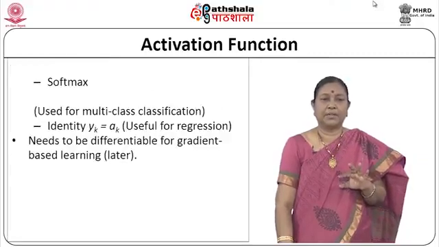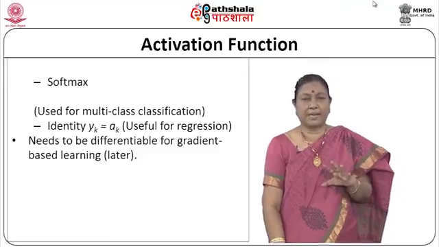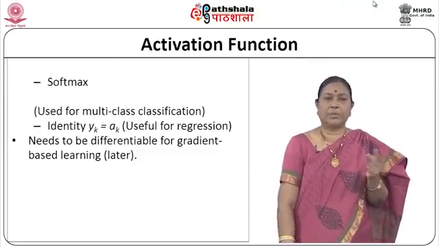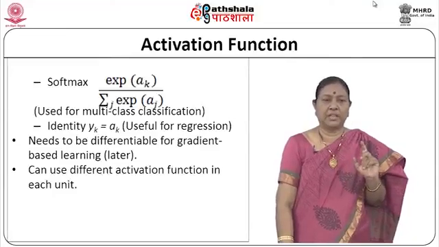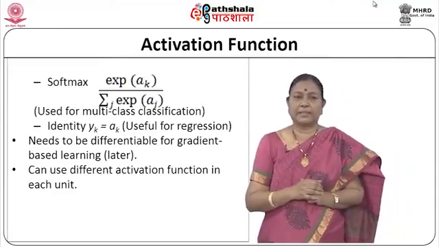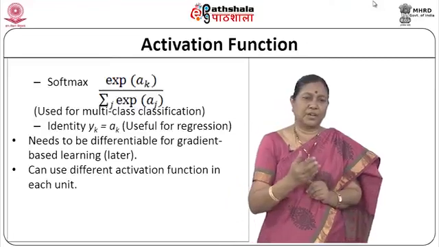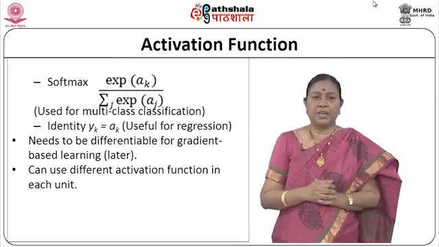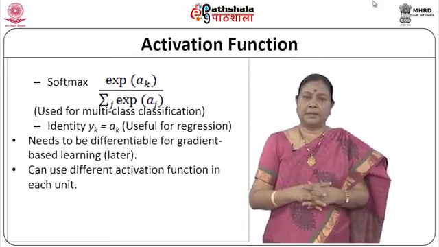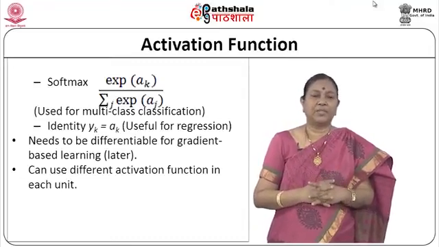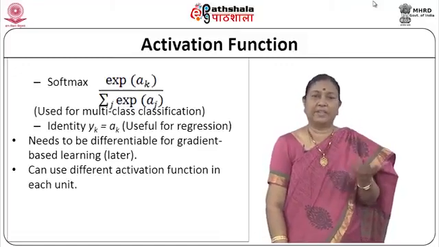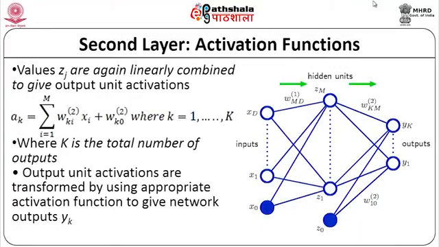Then you can have softmax, used for multi-class classification, and you can have identity also, yk equal to ak, useful for regression. So, this is the softmax: exponential of ak divided by the sum over j of exponential of aj. Now, it needs to be differentiable for gradient based learning, and you can use different activation functions in each unit. It need not be the same activation function. We have here assumed that the activation function is the same.